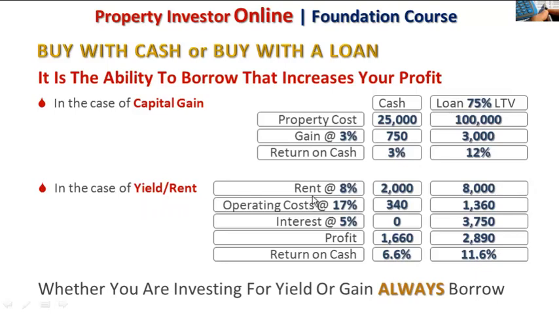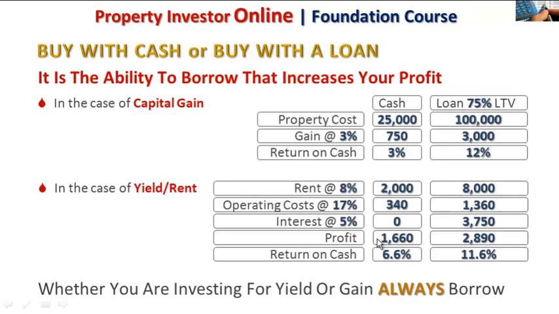Starting off with a rent of 8%, which is achievable today, the £25,000 property will give you a rental of £2,000, which is 8% of £25,000. Take off the operating costs, which I've set at 17%, and in the blueprint you can change all these percentages. Taking off the operating costs at 17% reduces your rent by £340. Because you bought the property for cash and are not mortgaging it, you don't have any interest to pay.